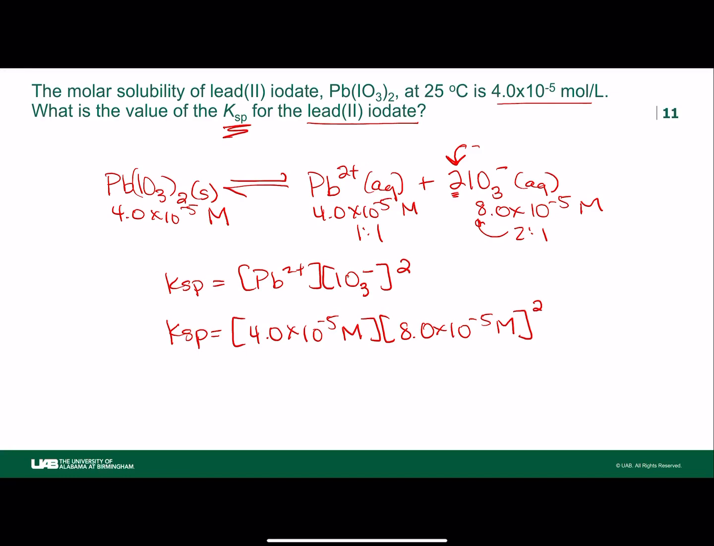And I come up with a value of 2.56 times 10 to the minus 13 for the KSP. Now that's a very insoluble salt, and lots of lead compounds are also very insoluble. So that looks like an okay answer to me.